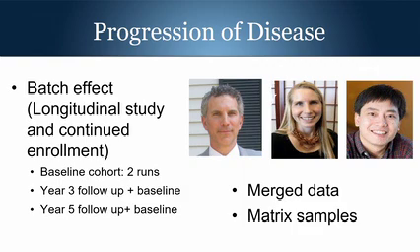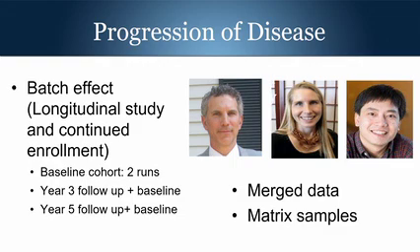So we were collecting 3-year follow-ups and we have 5-year follow-ups. At the 3-year point, when we were starting to look at progression of disease to see if metabolomics was associated with progression of disease, we discovered that we had already run in 3 different batches.